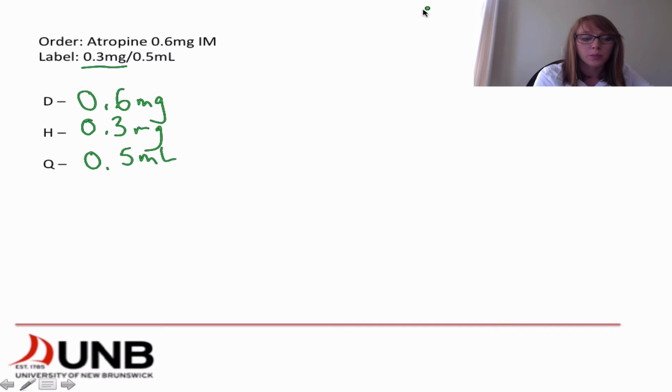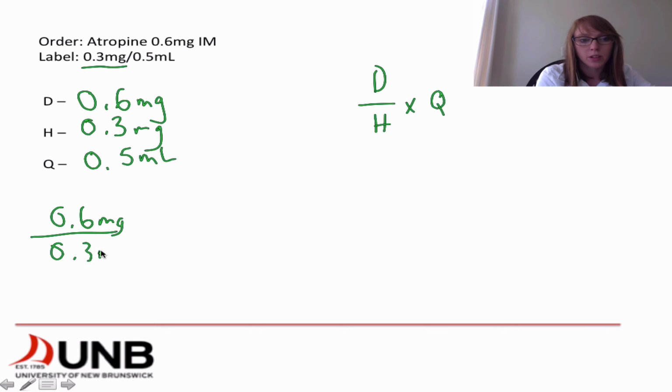So let's write out our formula. We know that our formula is D over H times Q. So we want 0.6 milligrams divided by 0.3 milligrams, because that's how much we have. We're multiplying it times our quantity, which is 0.5 mils. So when you do this math, you're going to find out that you're giving 1 mil of this medication, which is going to equal 0.6 milligrams of the dose.